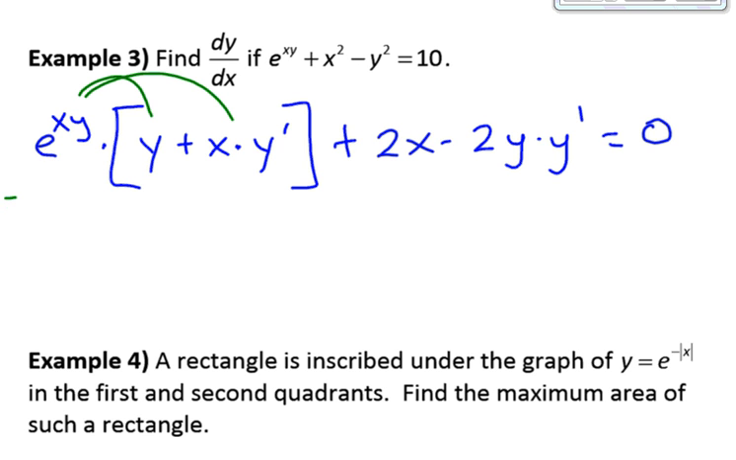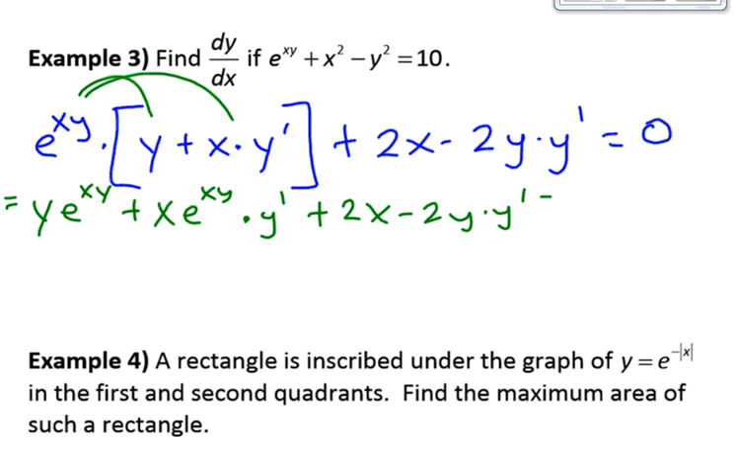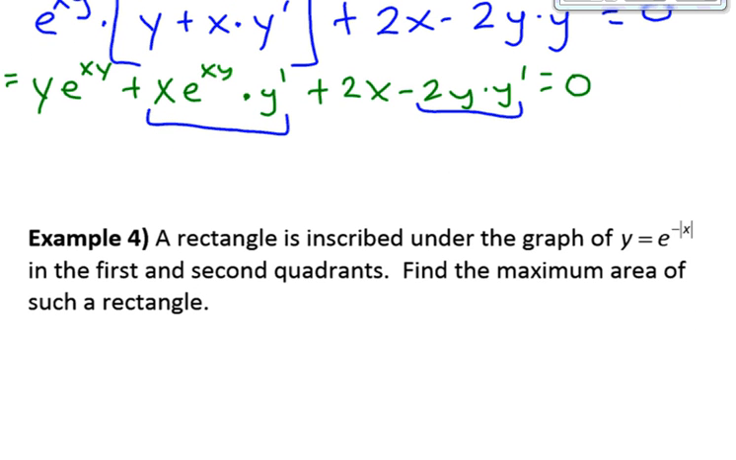So that's going to lead us to get y times e to the xy plus x e to the xy times y prime plus 2x minus 2y times y prime. Okay, now remember with implicit, we want to take everything that has the y prime term and leave it on one side. Everything that's not a y prime term, move it to the other side.